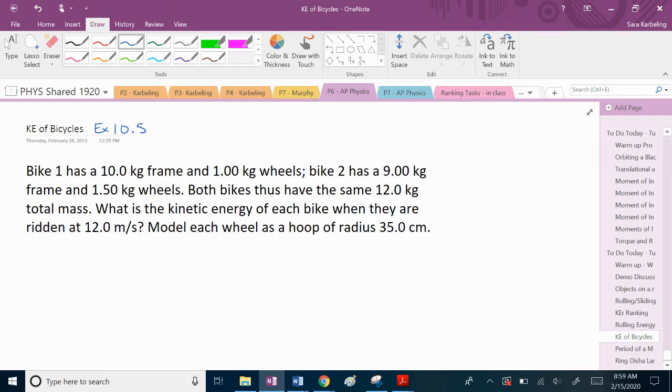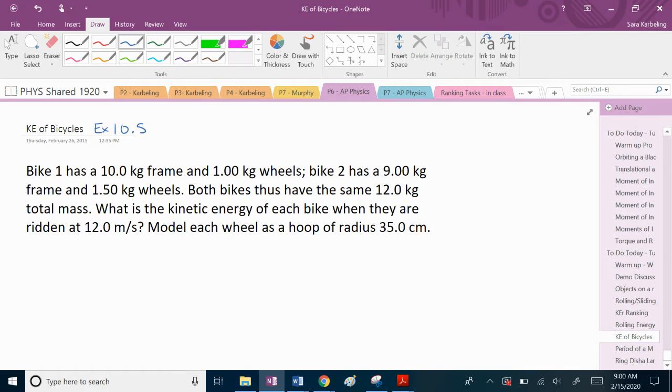This last question actually is an example from your textbook. It's example 10.5, so it's from chapter 10 because the authors put all of the kinetic energy material together in the textbook. So let's take a look at this question real quick. This is just some computational work with the same material that we've been doing.